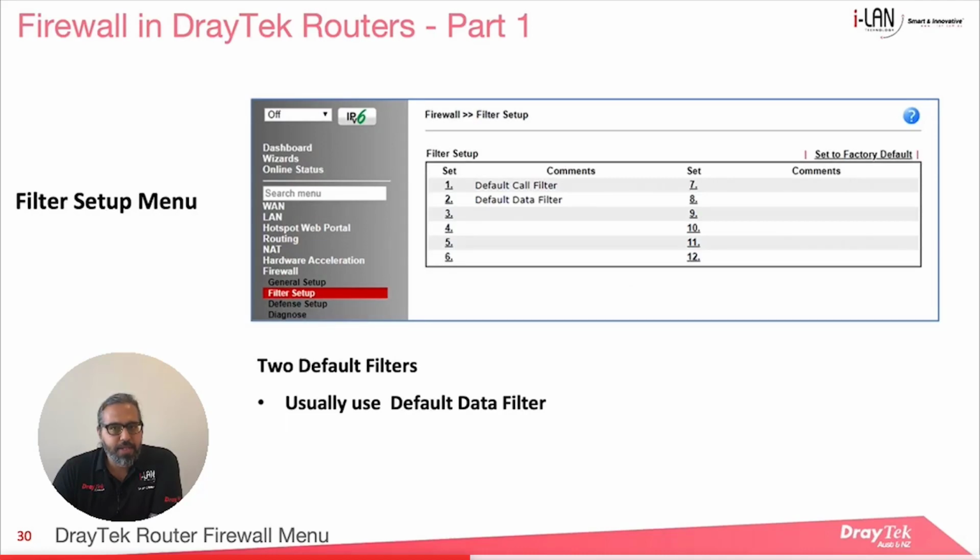The filter setup menu allows the configuration of up to 12 sets of firewall rules. Filter sets 1 and 2 are the default call filter and the default data filter. A description of the differences between these two were covered earlier.